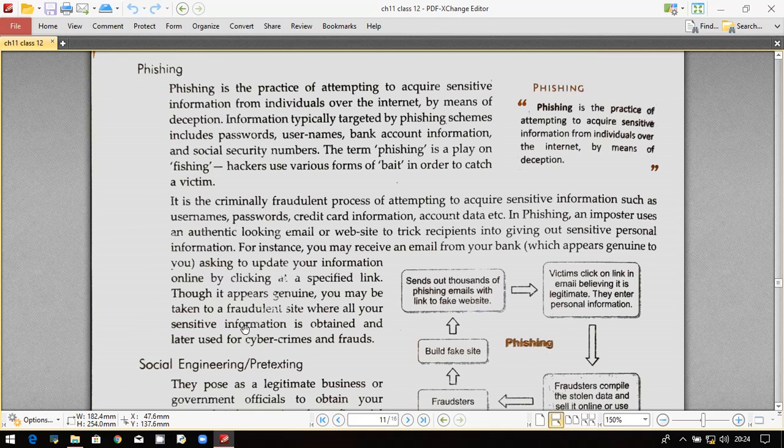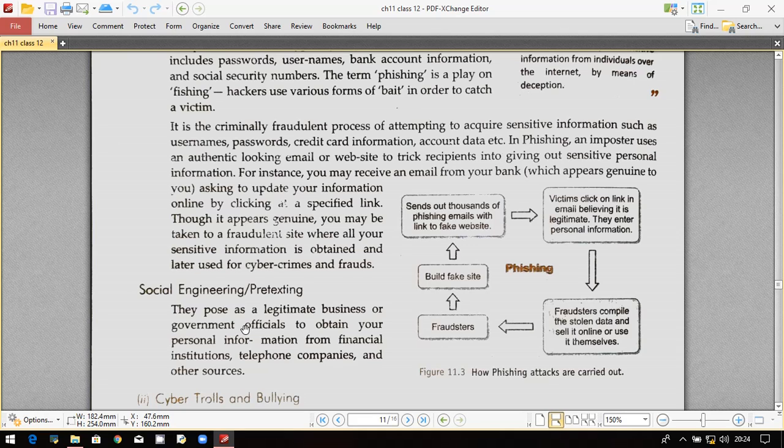Next is social engineering, or pretexting. In this, they pose as a legitimate business or government officials to obtain your personal information from financial institutions, telephone companies, and other sources. They disguise themselves as a government organization and may call you on your telephone line, saying they are from a particular company or organization and want your information because of some government rules. There is a chance that you can be misguided and may share your personal information in that case. So that is social engineering, or pretexting.